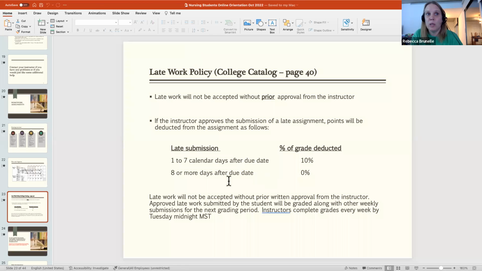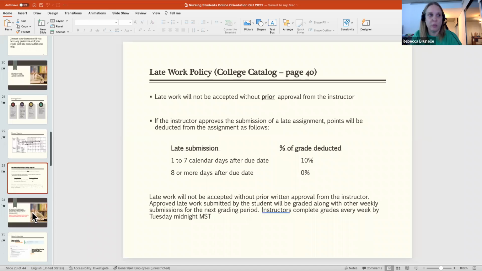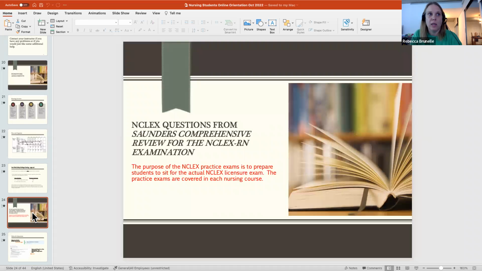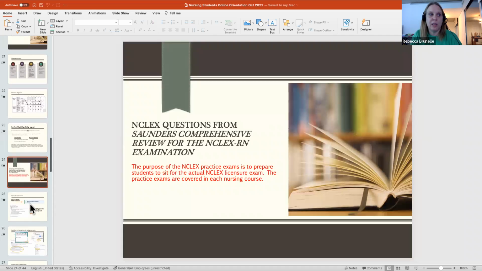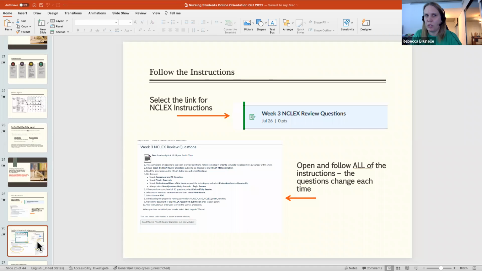So this is just going over the late work policy again: you have 1 week and there's a 10% deduction, but you need to let me know in advance that it won't be turned in. And then this is something that I had a lot of students question last time. For the NCLEX questions, you need to send me the PDF of the questions, showing the breakdown of the questions that you took. You can't upload a screenshot.